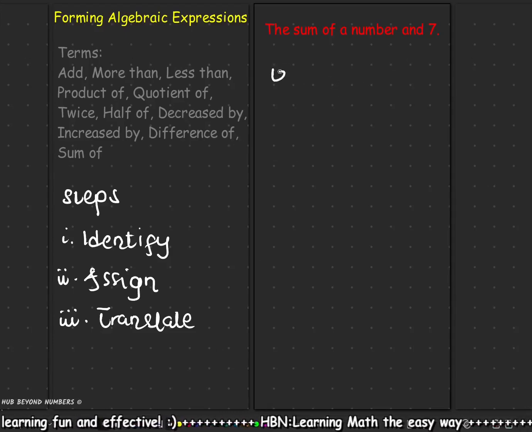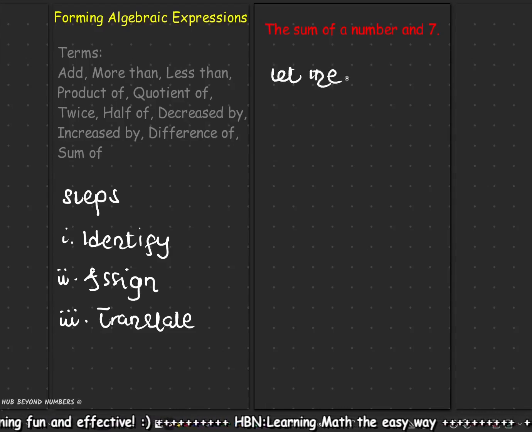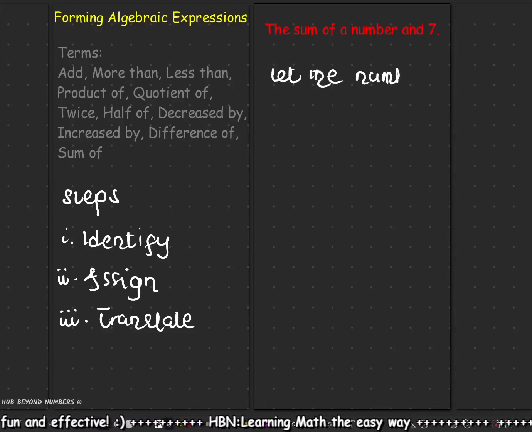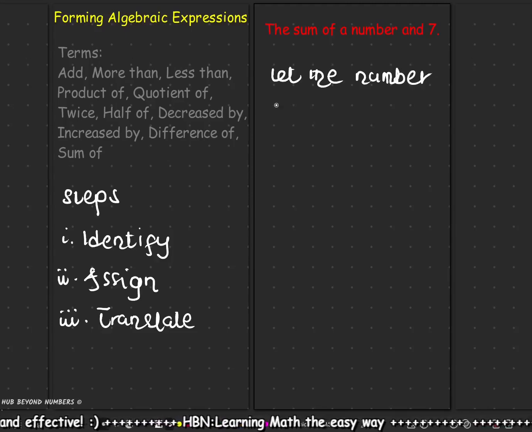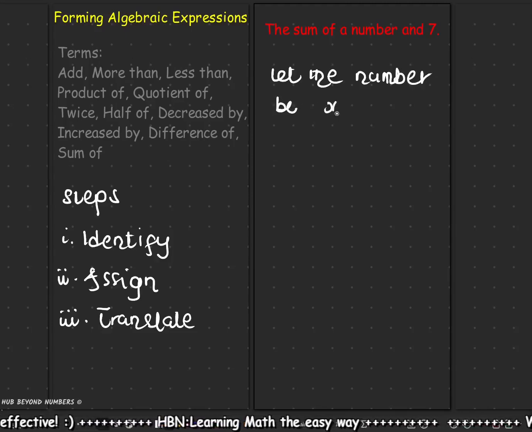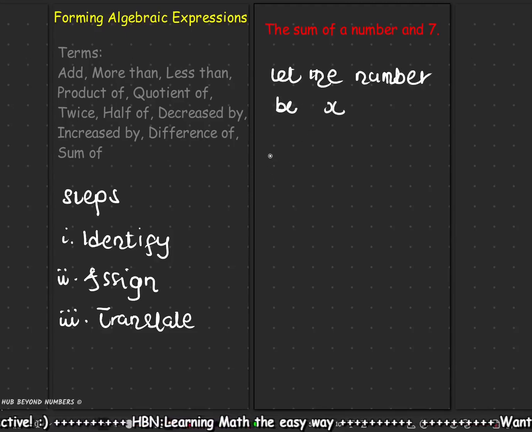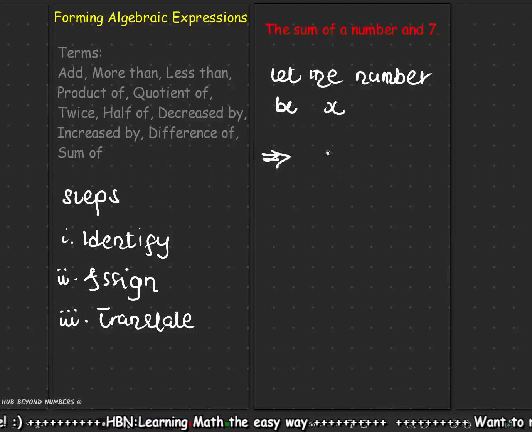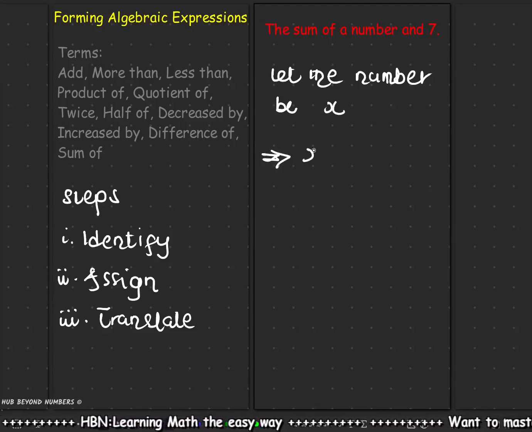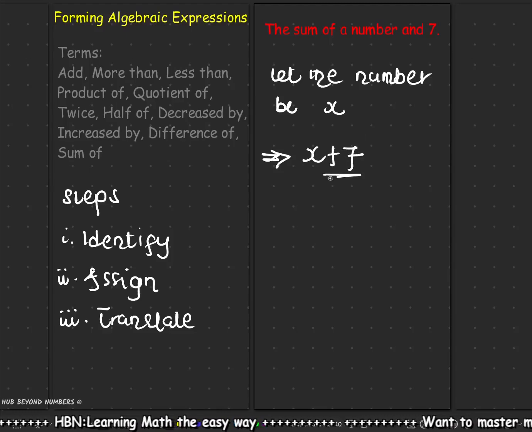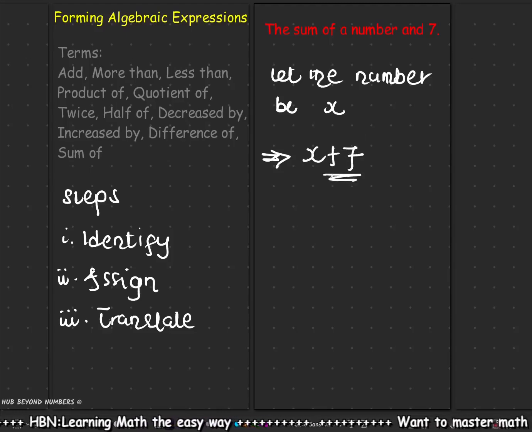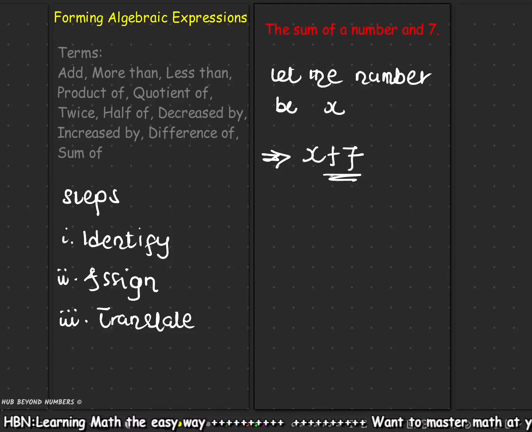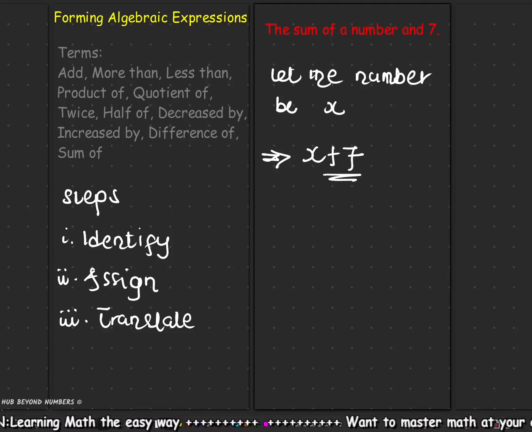So we say let the number be your variable of choice. Let the number be, let's say, x. Now the sum of the number and 7 would then mean what? x plus 7. As simple as that. That is the sum of a number and 7. All right, so this is our first one here.